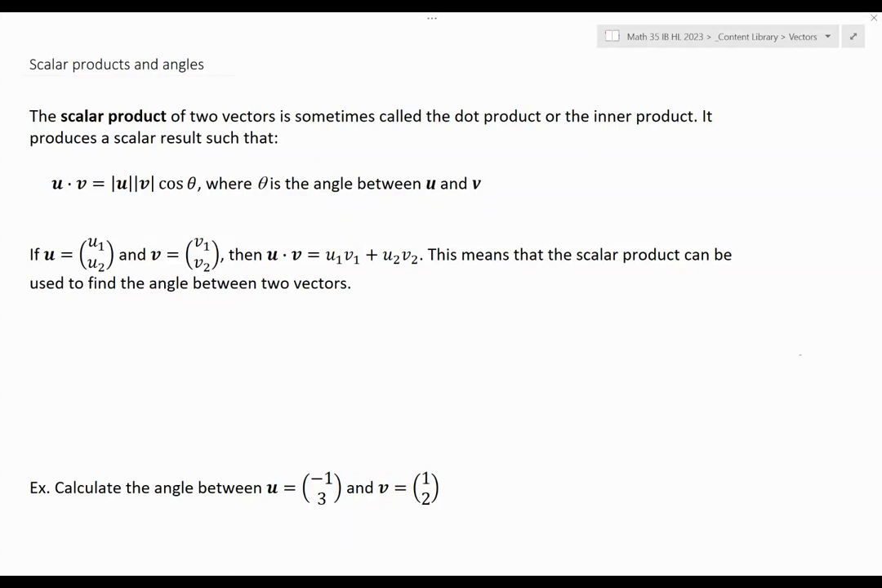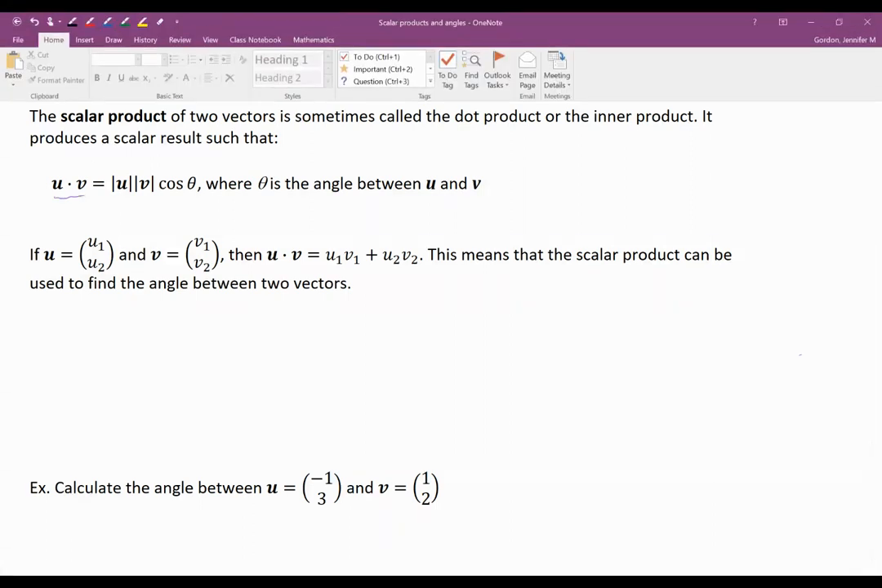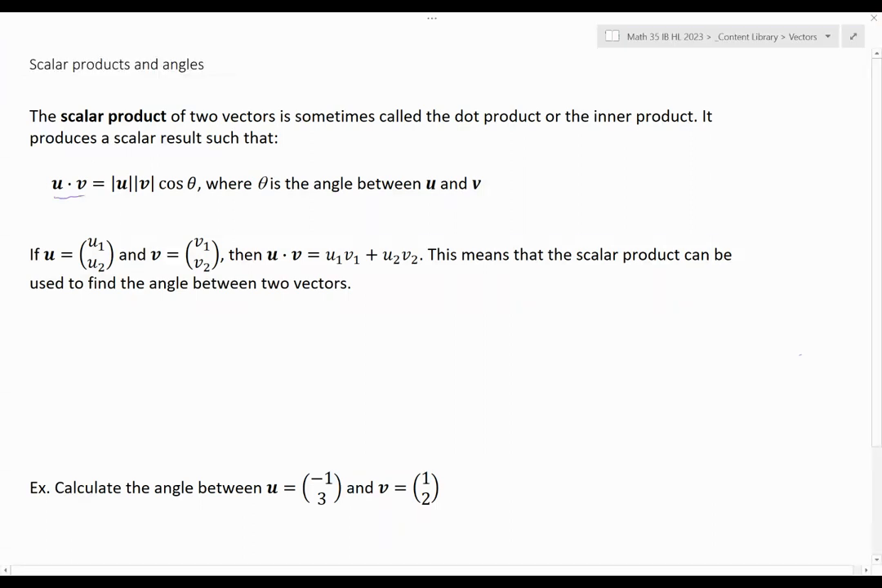So I take two vectors, I put them together in such a way that my answer is just a number, no longer has direction associated with it. And it's defined in two different ways. The first definition given here, u dot v, so a vector u times a vector v in this dot product kind of way, is the magnitude of u times the magnitude of v times the cosine of theta, where theta is the angle between the two vectors if their origin points are put together.